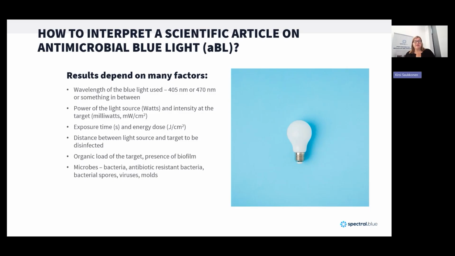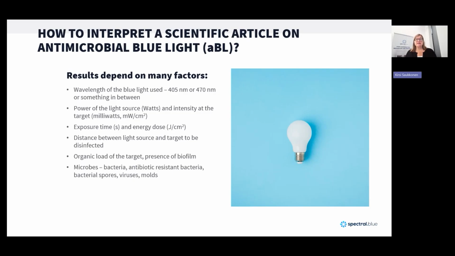And if the organic load is very high, that challenges the blue light very much. Then, of course, the microbes. There are differences between bacteria, antibiotic-resistant bacteria, bacterial spores, viruses, and molds. But let's say the general fact is that only the bacterial spores are most difficult to kill, if we are thinking of these organisms.